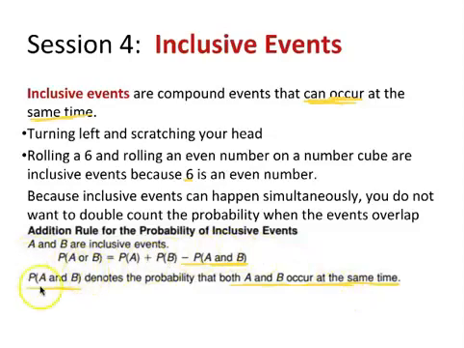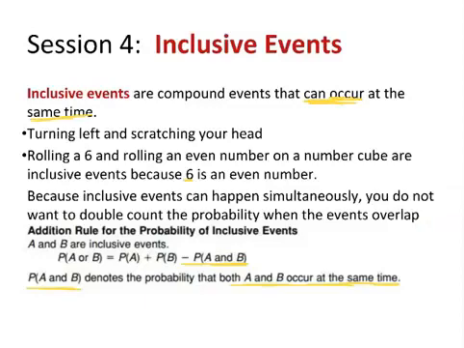Make sure you are writing down what this notation means. When you have a capital P in parentheses A and B, that means the probability that both A and B occur at the same time. It's where that overlap occurs, and we want to subtract that out of the probability. So let's go on to the next slide where we're going to look at some examples now.